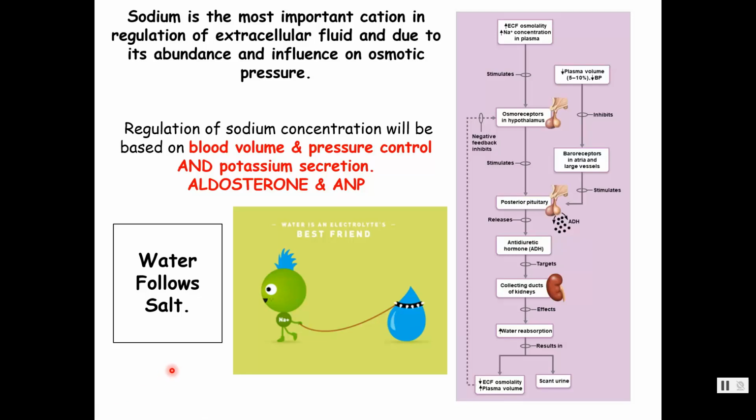So the first one we're going to look at is sodium. And so remember, sodium is the most important cation in the extracellular fluid. It also is important in regulating our osmotic pressure because wherever the sodium goes, remember our friend water will follow. The regulation of sodium concentration is going to be based on two things, blood volume and blood pressure control, and then also just how salty are we. And so we're going to look at those two things together.